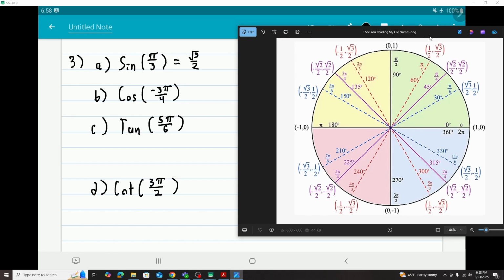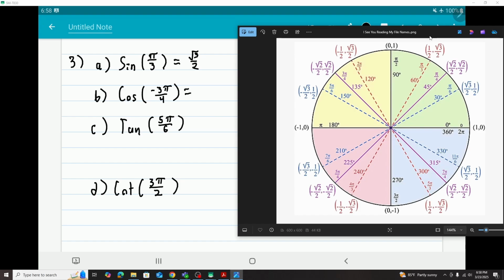Do note the exam will ask you for exact answers. And so what that means is if you put this in your calculator and you get like 0.71 something, you're not going to get credit because that's not an exact answer. We need to see that you can get it off the unit circle and that you know what these things mean.